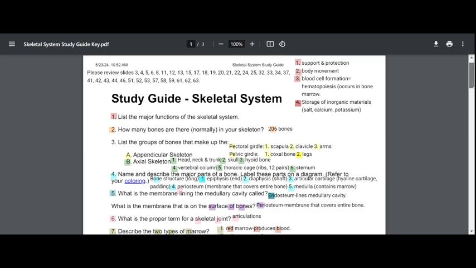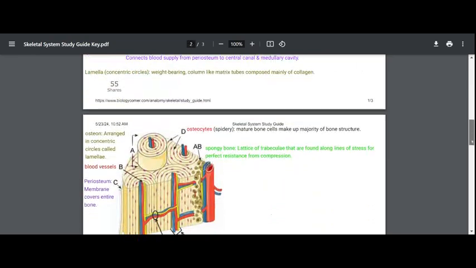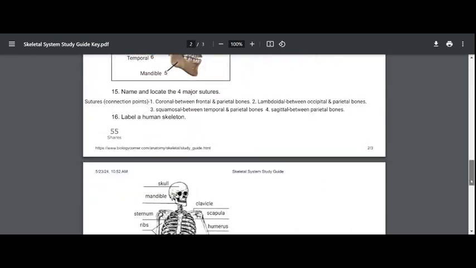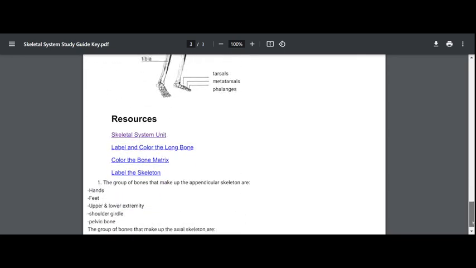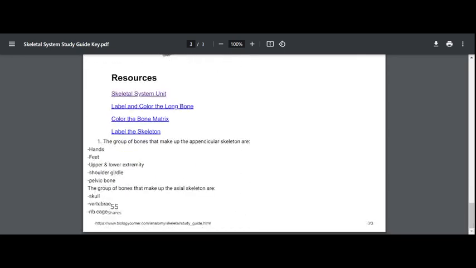Another way that you might see this on a quiz or test, it might be worded something like this. The group of bones that make up the appendicular skeleton are hands, feet, upper and lower extremity, shoulder girdle, pelvic girdle, okay? And the group of bones that make up the axial skeleton are skull, vertebrae, and rib cage.